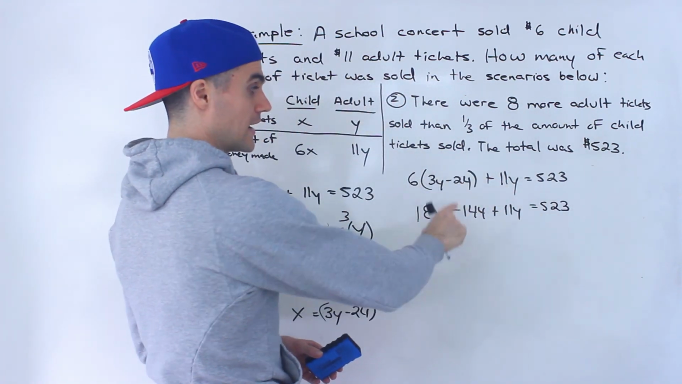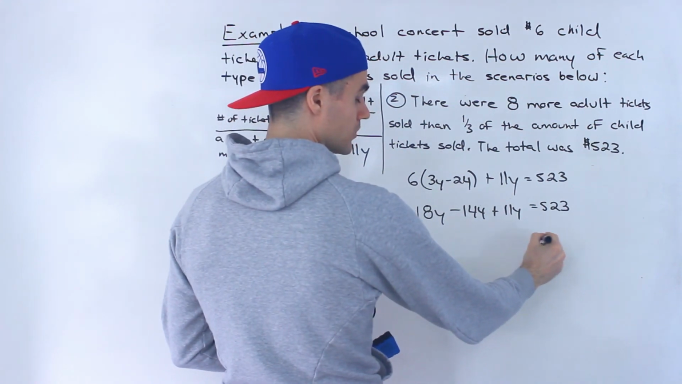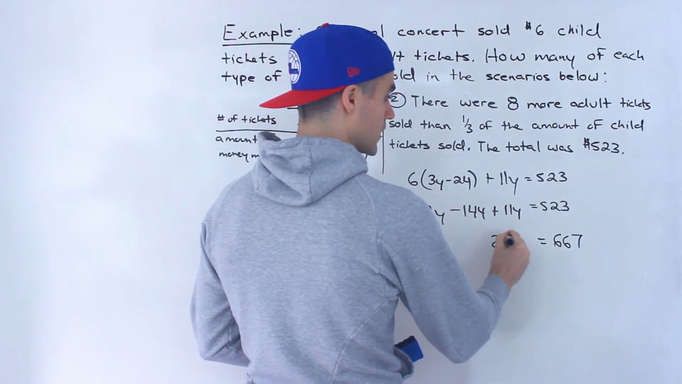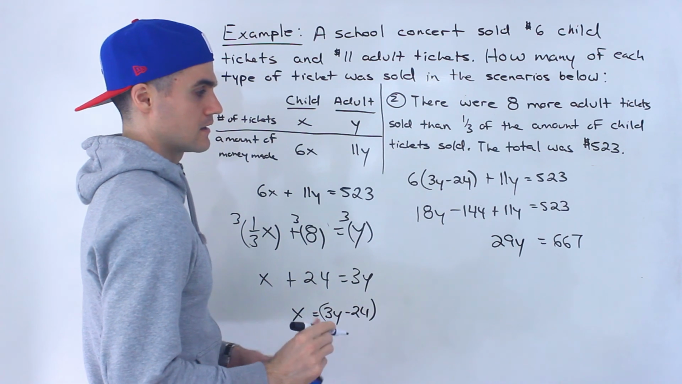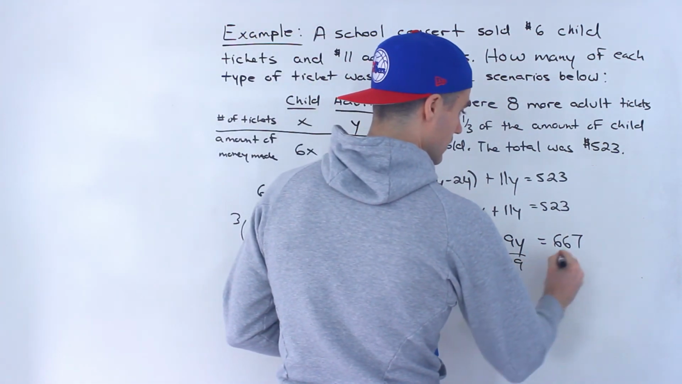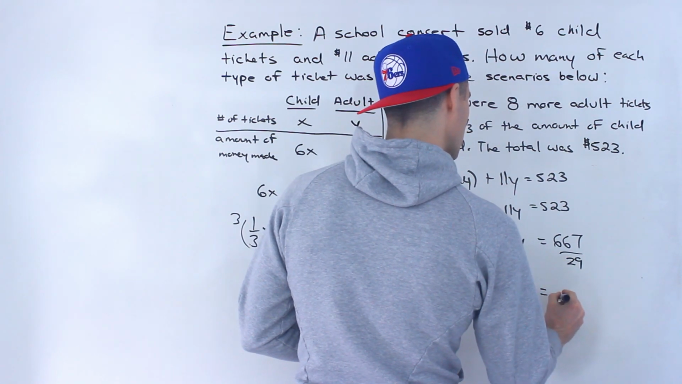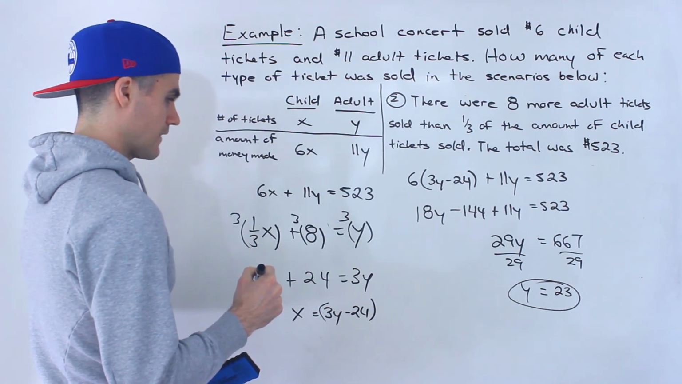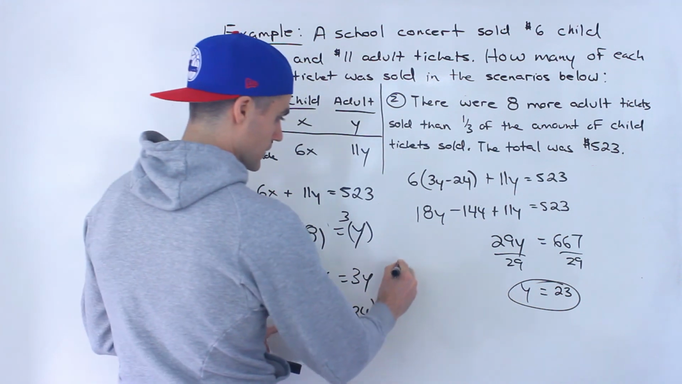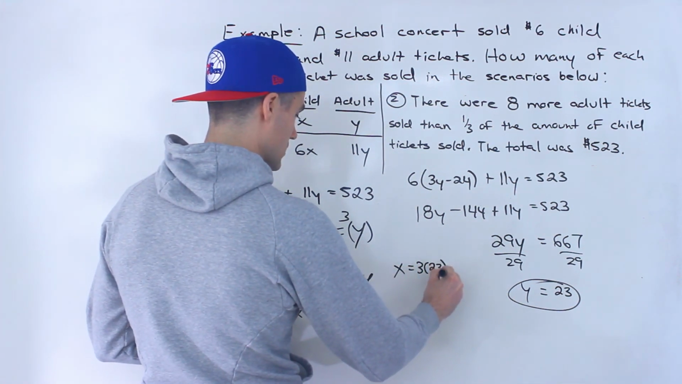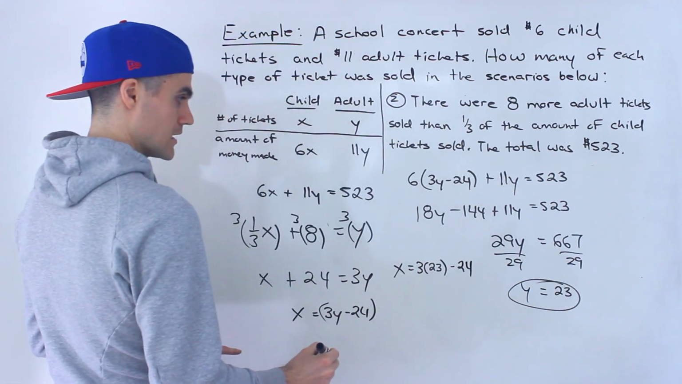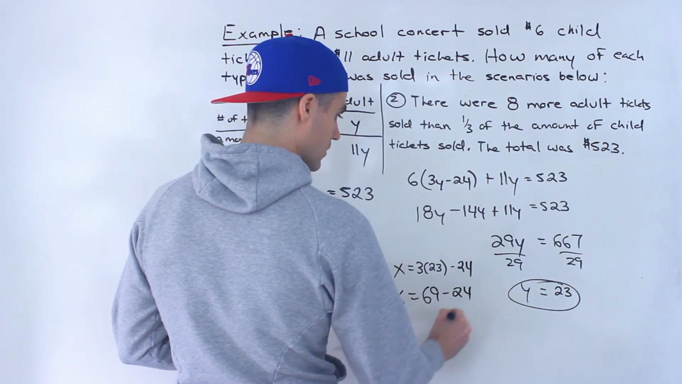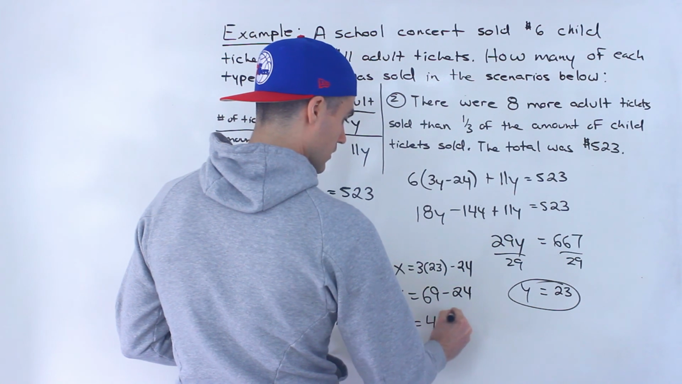Bring the 144 over, the negative 144, 523 plus 144 gives us 667. 18y plus 11y gives us 29y, like that. And then we could divide both sides by 29. Y would end up being 23, like that. And then what we can do to find the x, we could actually plug it in here. So we would have x equals 3 times 23 minus 24, like that. Which this would be what? 69 minus 24, which would give us 45.